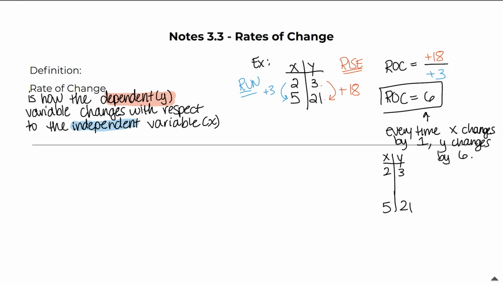So let's fill in all the numbers between 2 and 5 going up by 1s. So here we can fill in 3 and 4. And if the y was changing by 6, we would add 6 to the 3. And we would get 9, add 6 to the 9, and we would get 15, and then add 6 to the 15, and it brings us to the 21 that we would want. So here it's showing us that our rate of change is equal to 6.